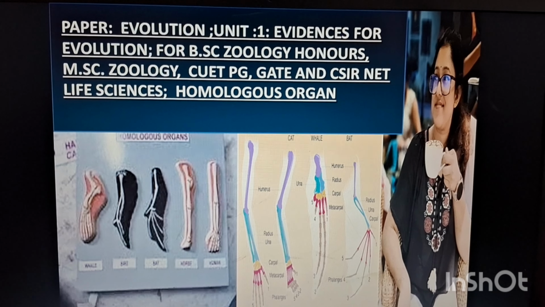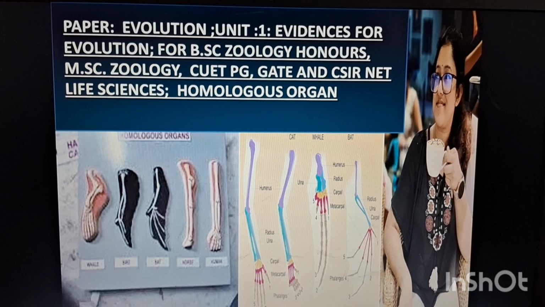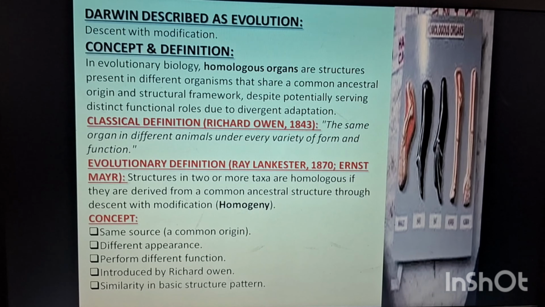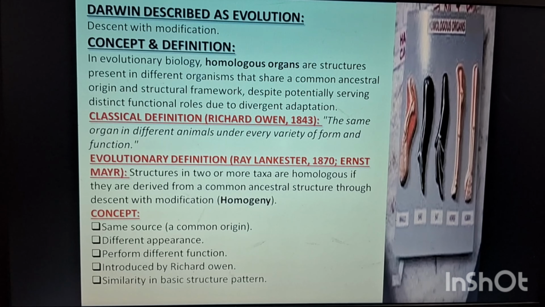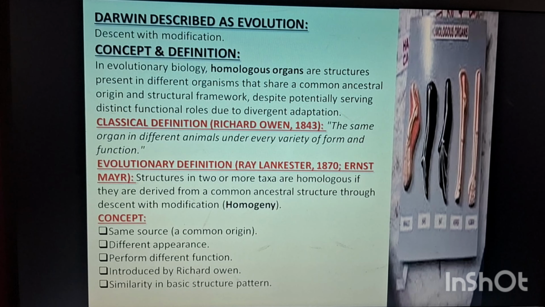Paper Evolution, Unit 1, Evidences for Evolution. Today I will discuss the homologous organs. So, Darwin described evolution as descent with modification. Next, the concept and definition of the homologous organ.